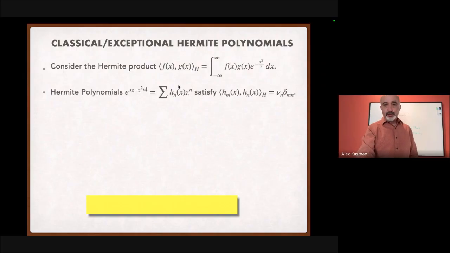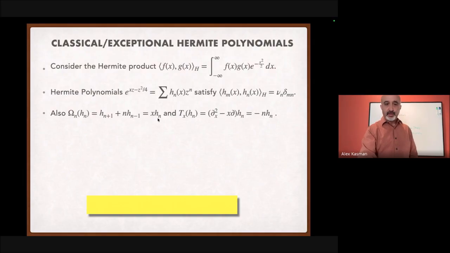And then the polynomials themselves have this generating function. If you expand this out as a power series in Z, then the coefficients are polynomials, which have the required degree properties. They're orthogonal with respect to this inner product. They have a recurrence relation, which looks like this.